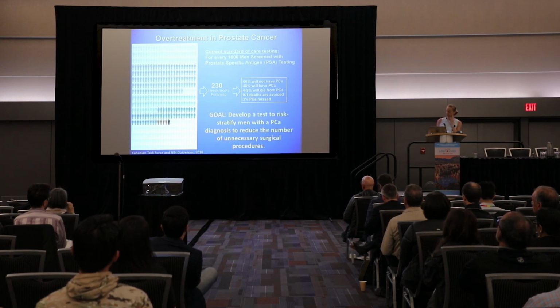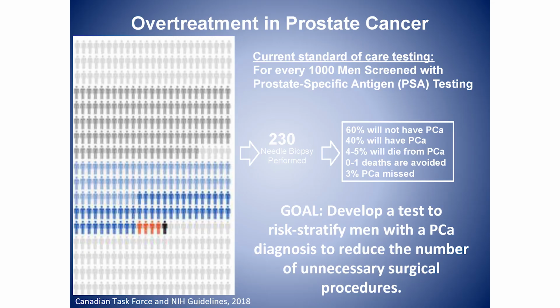So we looked at whether or not we could use NanoFlow to develop a test to say, if we can characterize EVs that have come from the prostate, can we then look at markers that are on them to say whether or not that has come from an aggressive prostate cancer?